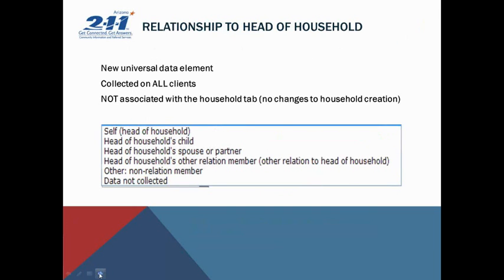All right, next is relationship to head of household. This is a new universal data element, and it is collected on all clients, which means adults and children. This is not associated with the household tab or creating a household. There's no changes to that process. This is just a new question on the universal data elements assessment. And I will go into this in more depth when we go and look at the database.